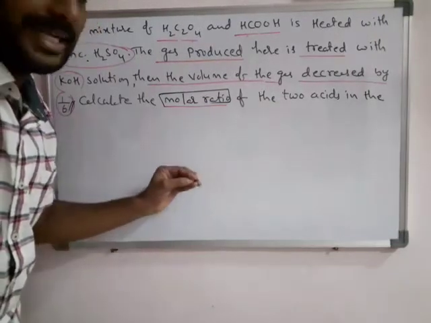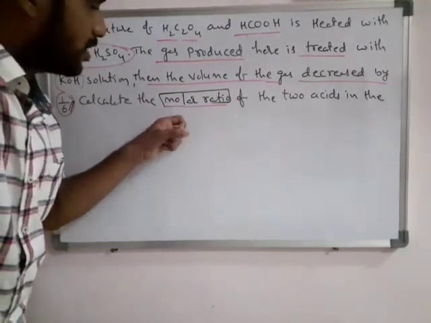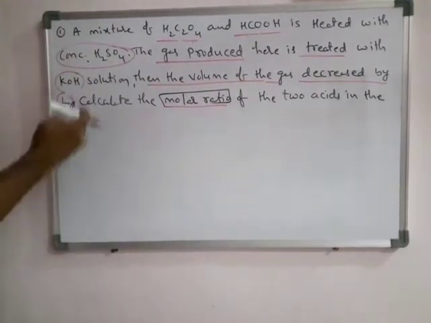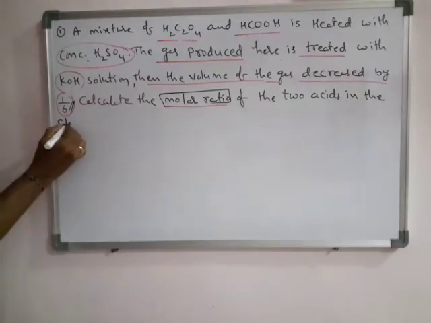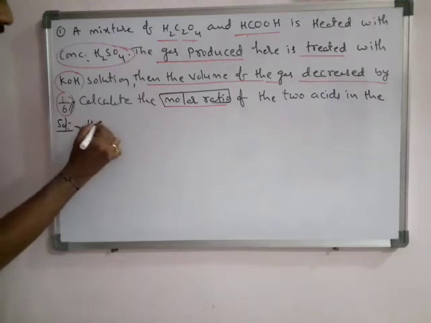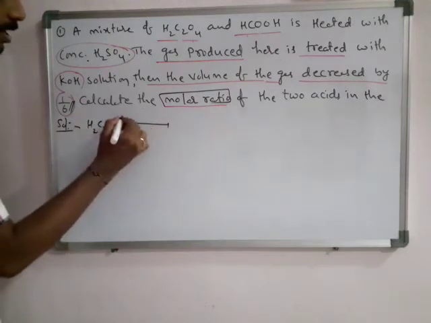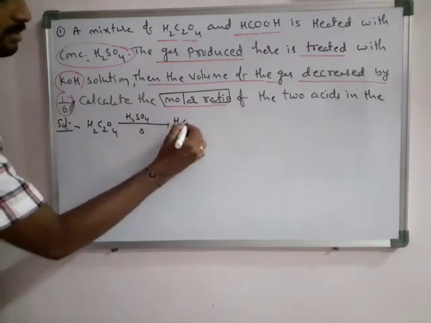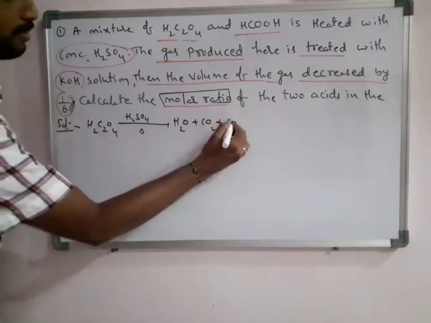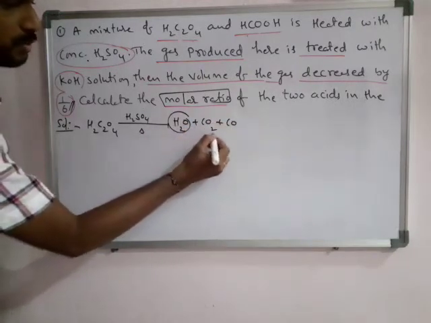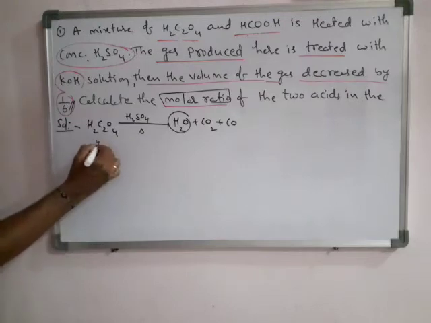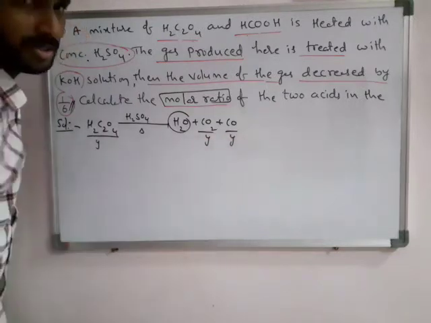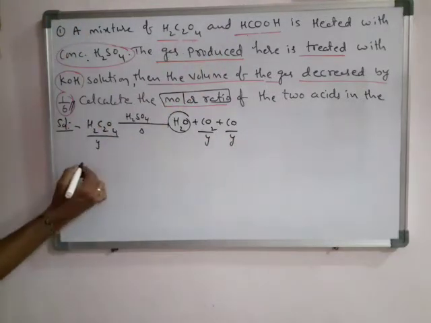We need not calculate the exact moles or molarity, just their molar ratio. Here we must know that on heating oxalic acid with concentrated H2SO4, we get the products water, CO2 and carbon monoxide. The water is liquid, and these two are gaseous. We take Y moles of this one, and there is also formation of Y moles of CO2 and Y moles of CO. And see the second one, formic acid.